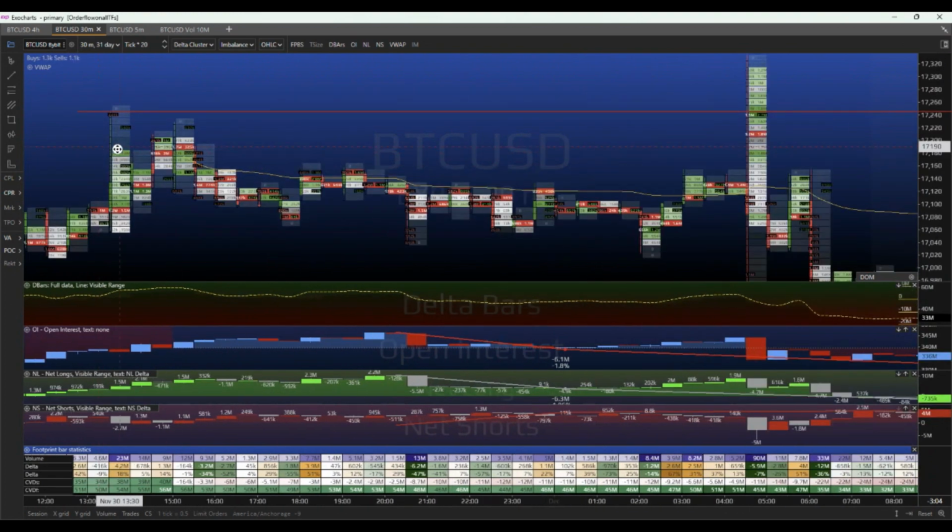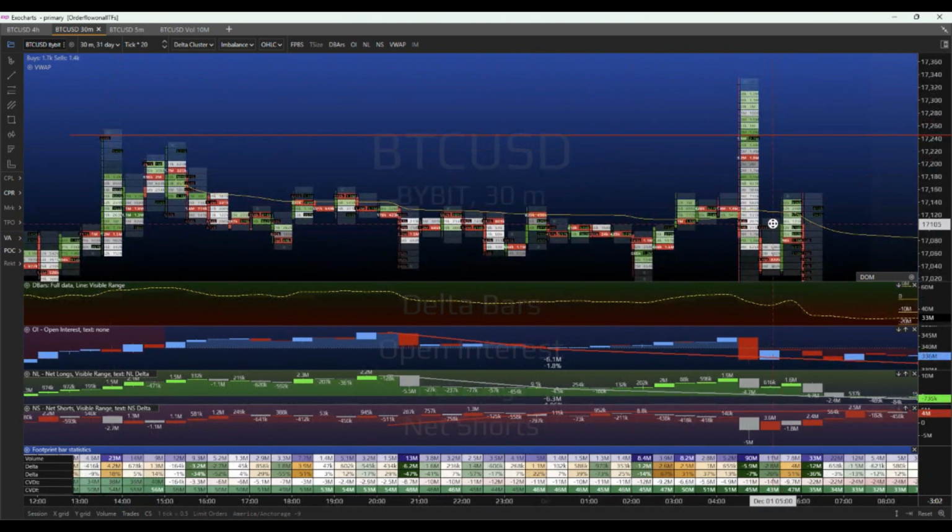But let's look back at the attempt at the high. So here's an example of what I had mentioned in the slide, price taking the high on increasing volume, but negative delta. Let's look back, 23 million volume, 4.2 positive delta here.